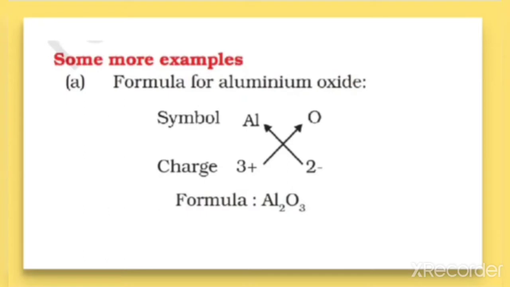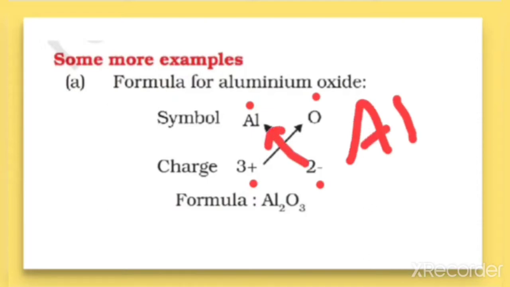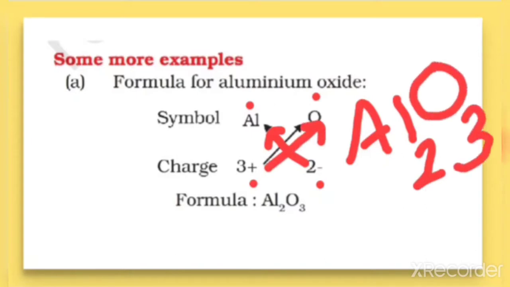Formula for aluminium oxide. Aluminium oxide is a combination of aluminium and oxygen. Valency for aluminium is +3. You can refer to the table and find it out. Its valency is +3, and for oxygen it is -2. Now do the crisscross. When you do the crisscross, you will get 2 for aluminium, so I'm writing 2 here, and 3 for oxygen, so I'm writing 3 here. So we got the formula Al2O3.